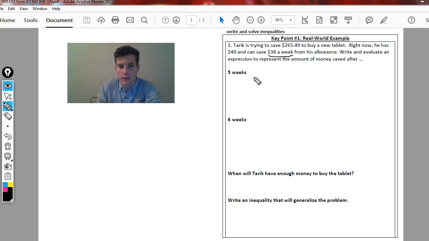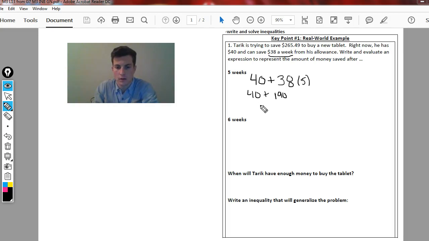So after 5 weeks, we could say that he has saved $40 because he starts with $40. It says he has that right now, plus the amount he saves each week, which is $38, and we're going to multiply that by 5 because he's saving for 5 weeks. So this gives us 40 plus 190, which equals 230. Now I can compare this 230 with the amount that he needs to save.